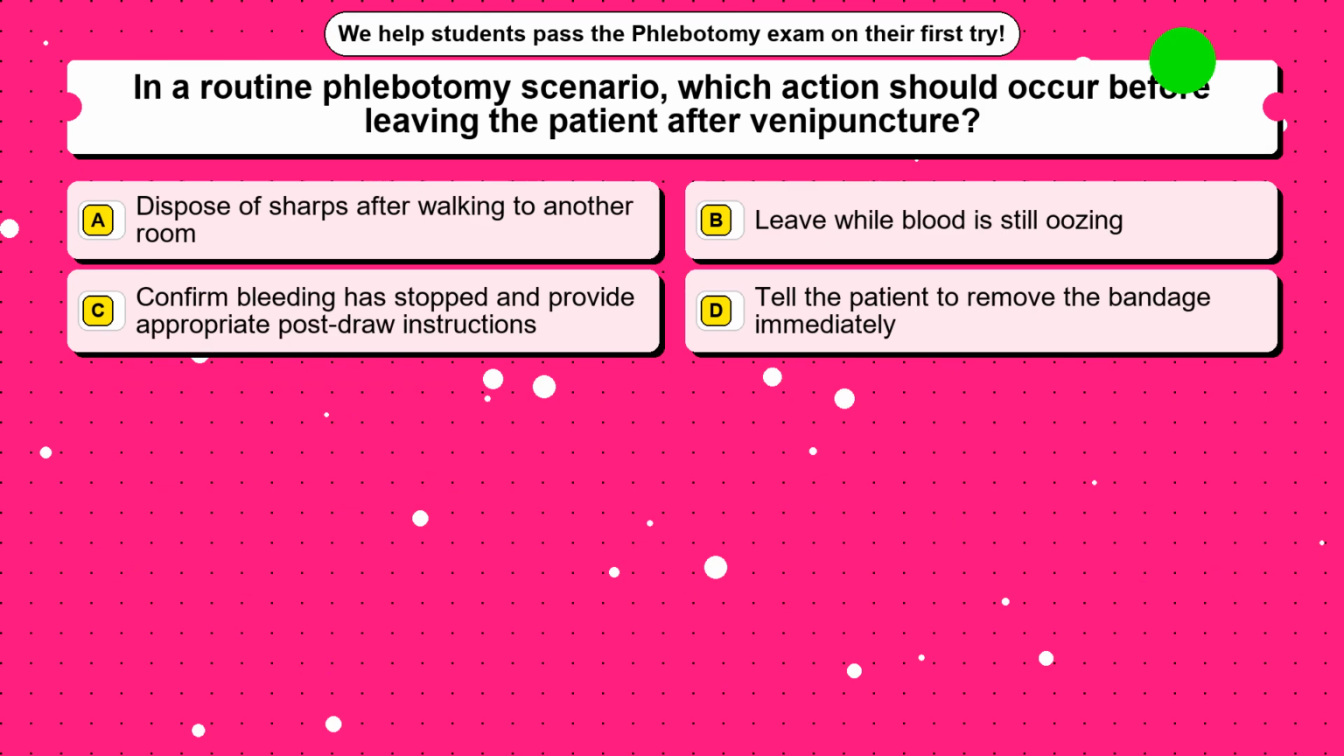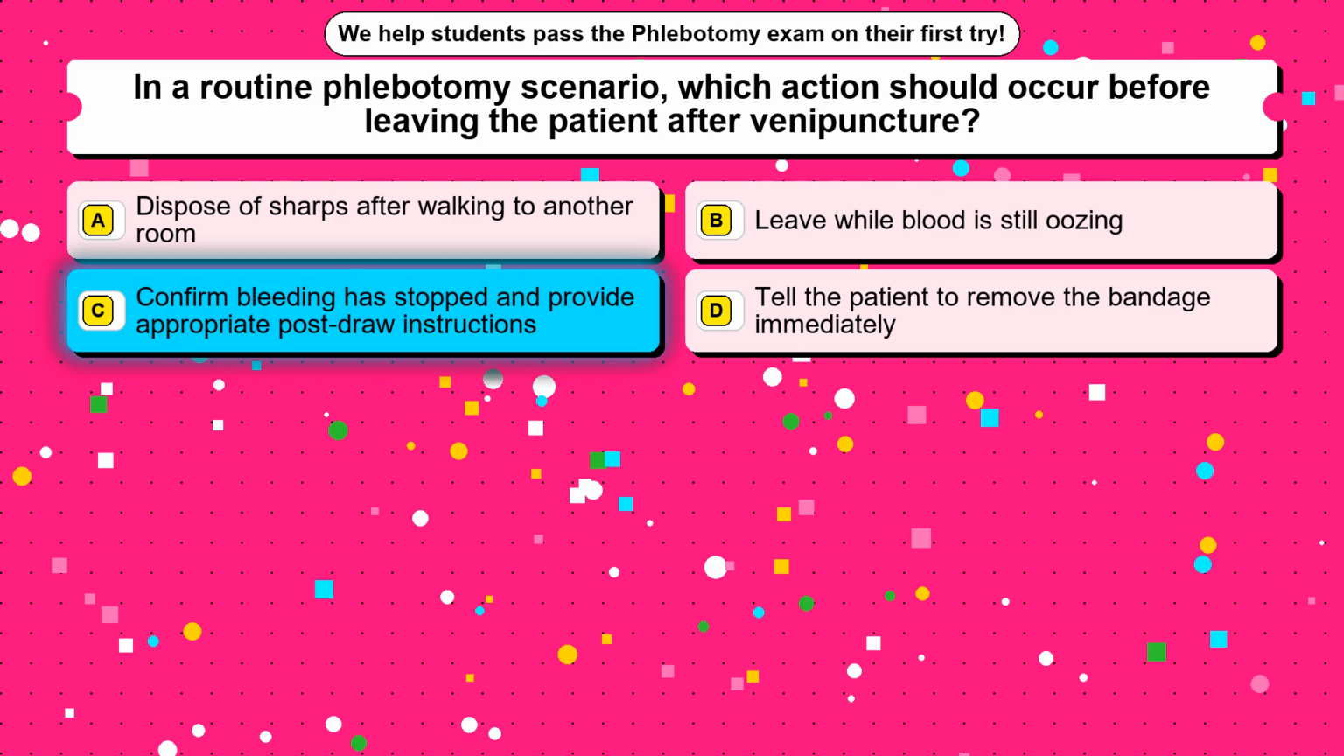Question 92. In a routine phlebotomy scenario, which action should occur before leaving the patient after venipuncture? Option A. Dispose of sharps after walking to another room. Option B. Leave while blood is still oozing. Option C. Confirm bleeding has stopped and provide appropriate post-draw instructions. Option D. Tell the patient to remove the bandage immediately.